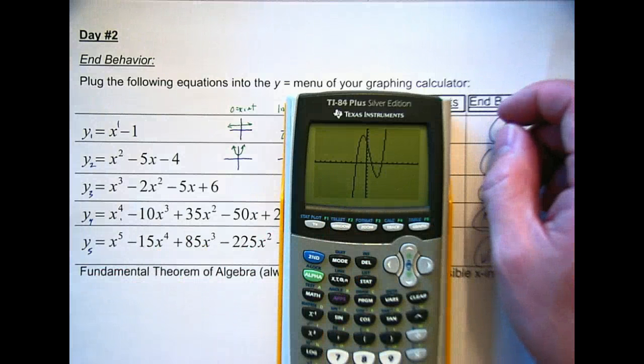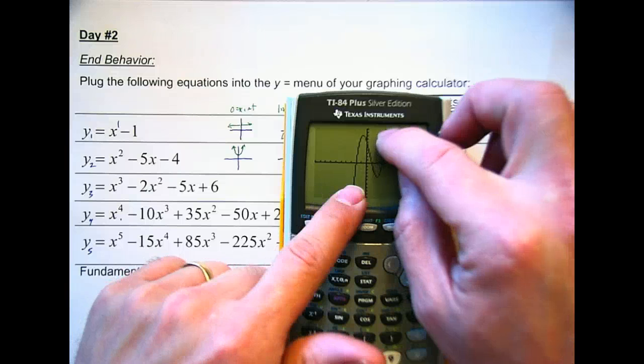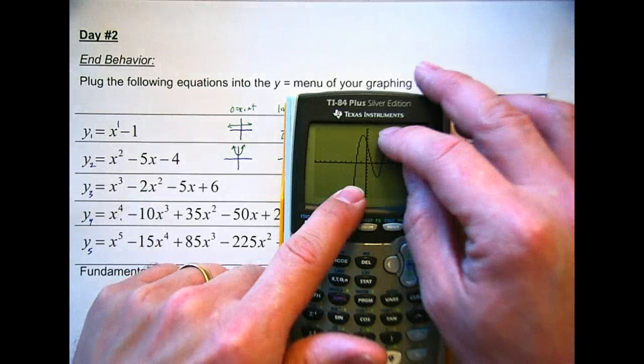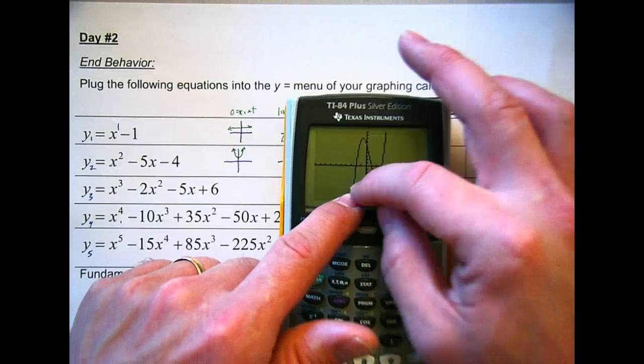Gabby? Wait, I'm confused on the first one if it goes up and down. Like the first one goes up and down, but it goes down. Okay, hold on. Can we go with this one real quick? We'll come back to that. So there's no way of actually not having.